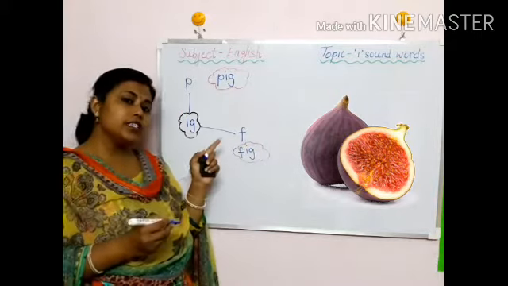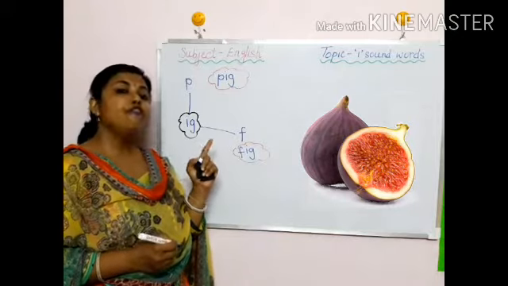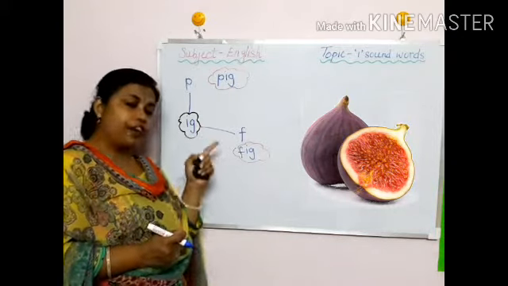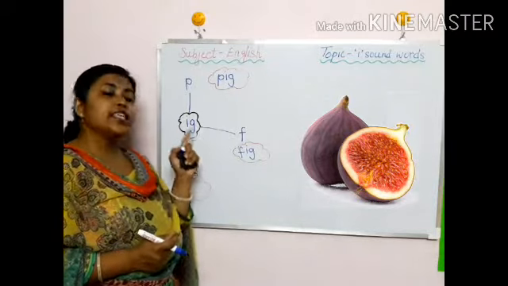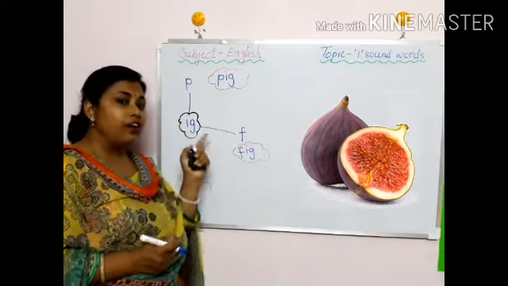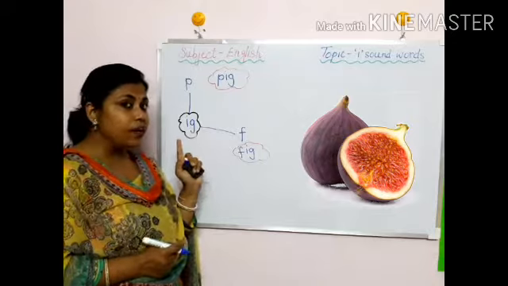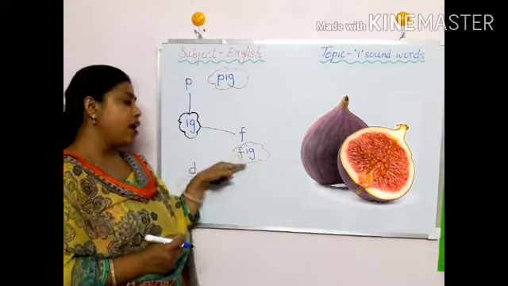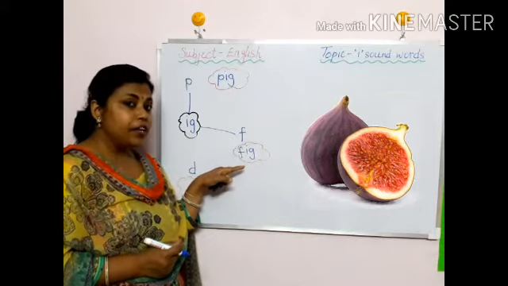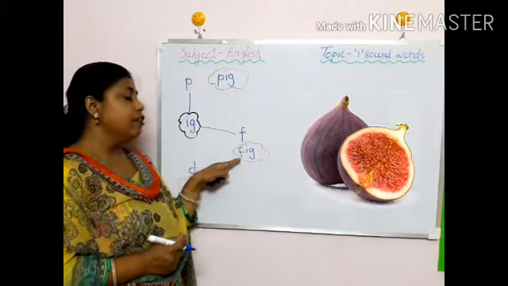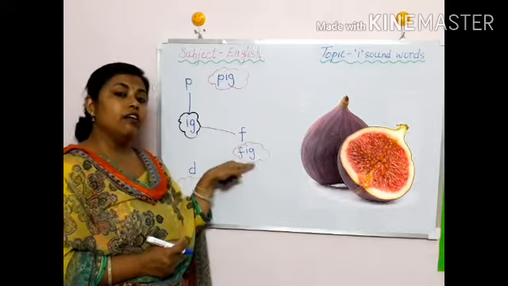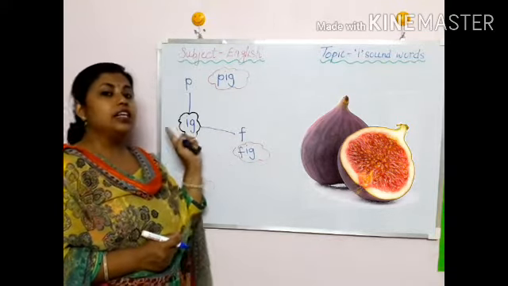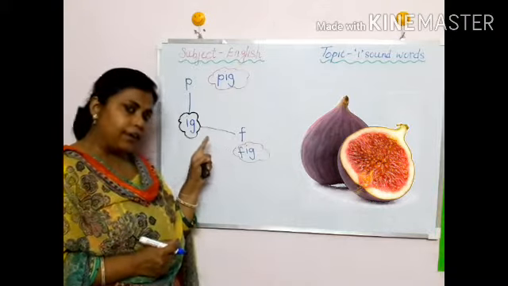Fig. What is this? This is a fruit. Fig. This is a fig. What is the spelling? F, I, G, fig. Repeat, children, with sound: f-i-g, fig. This is a fig.